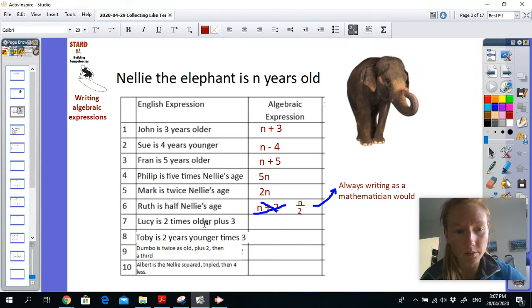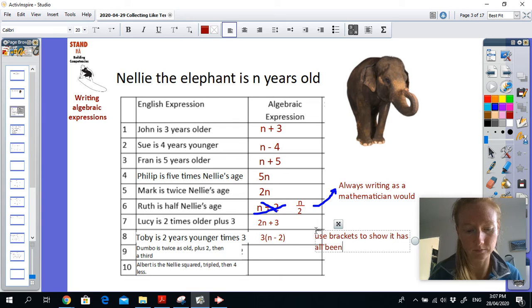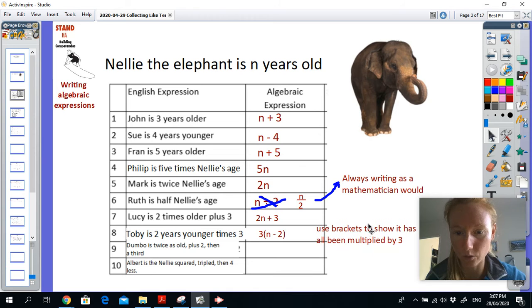Okay. Number 7, Lucy is 2 times older, so 2n plus 3. So that's going to have 2 parts to it. Important there, it was multiplied by 2 first, and then 3 was added. Whereas if we look at number 8, Toby is 2 years younger, so n minus 2, but then that new age has been multiplied by 3. So we need to just use brackets there to show that it's all been multiplied by 3. If you weren't sure about that, just add that little note in there to yours.